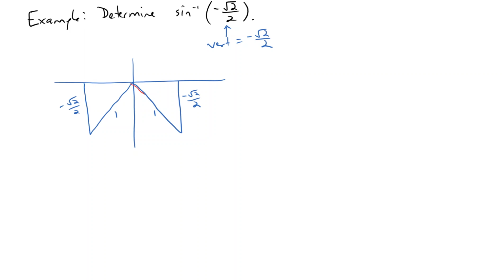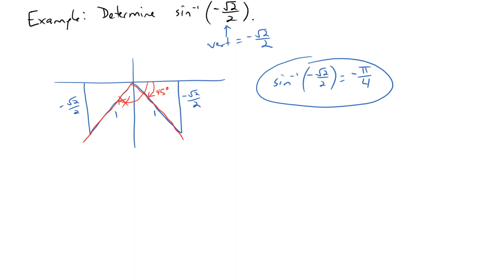And so I've got to pick which angle to use. Well, clearly this angle requires less rotation than this angle. Okay, so I'm looking for the angle in the fourth quadrant, and you should recognize this as a 45, 45, 90. So this is a 45-degree reference angle, and so I'm rotating in the negative direction. So sine inverse of -√2/2 equals -45 degrees, or in radians, -pi/4. And that's the one angle that equals. Okay, let's keep going with some other examples here.